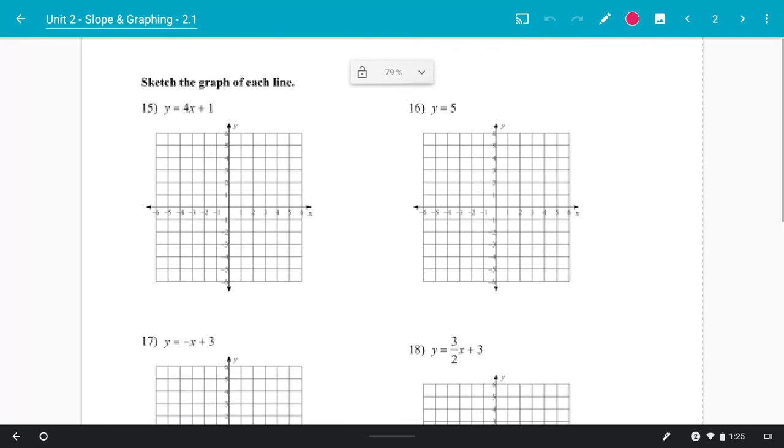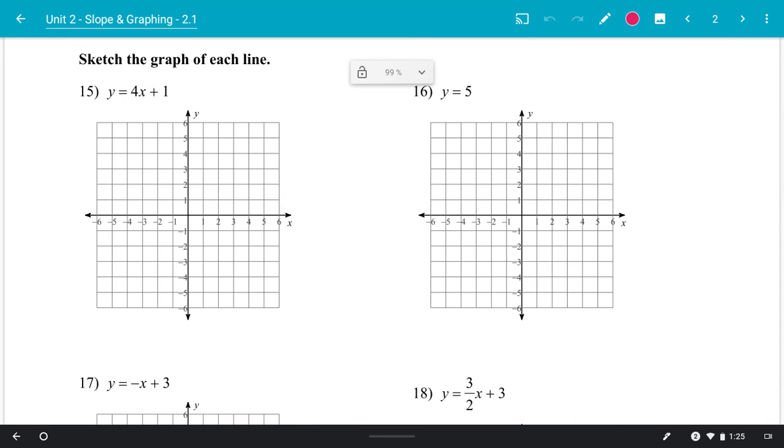On the back page here, we are going to graph, and these first ones are given to me in slope-intercept form. So I can start at the end with my y-intercept is 1. So I plot that. Then I look at my slope, which is really 4 over 1, and I go up 4, 1, 2, 3, 4, and to the right 1.